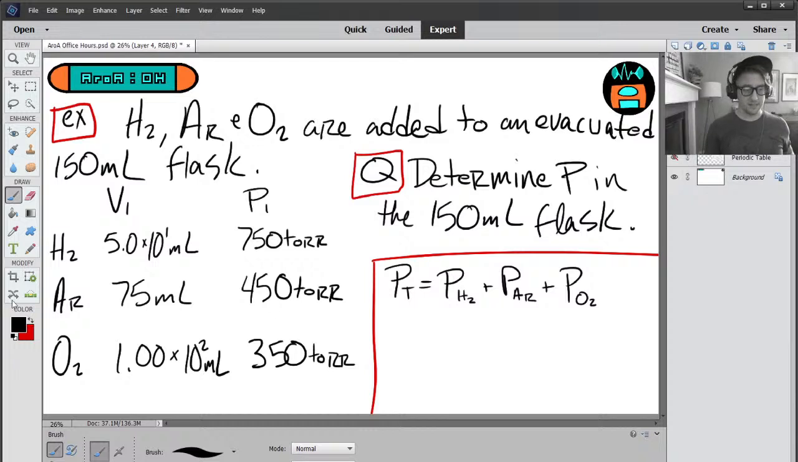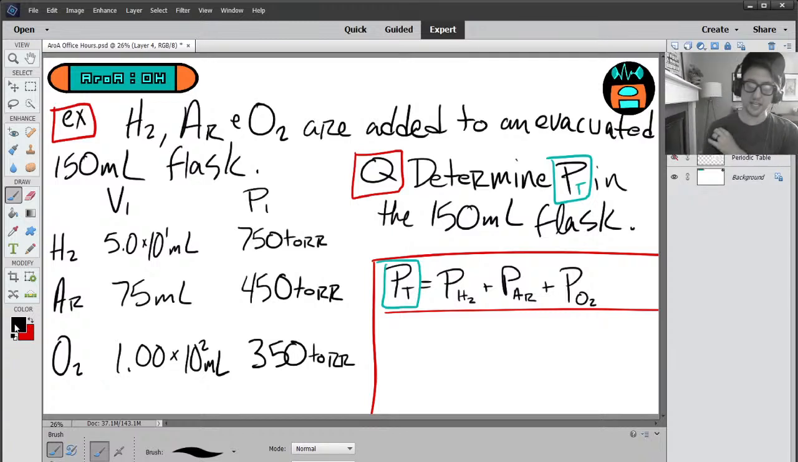All right, so this is how we find our answer. This pressure right here is this pressure right here. Now, it would be incorrect to take these given pressures and add them up, because these are not the pressures of each gas inside the 150 milliliter flask. These are the pressures of each gas inside their initial starting containers, which have a variety of volumes.